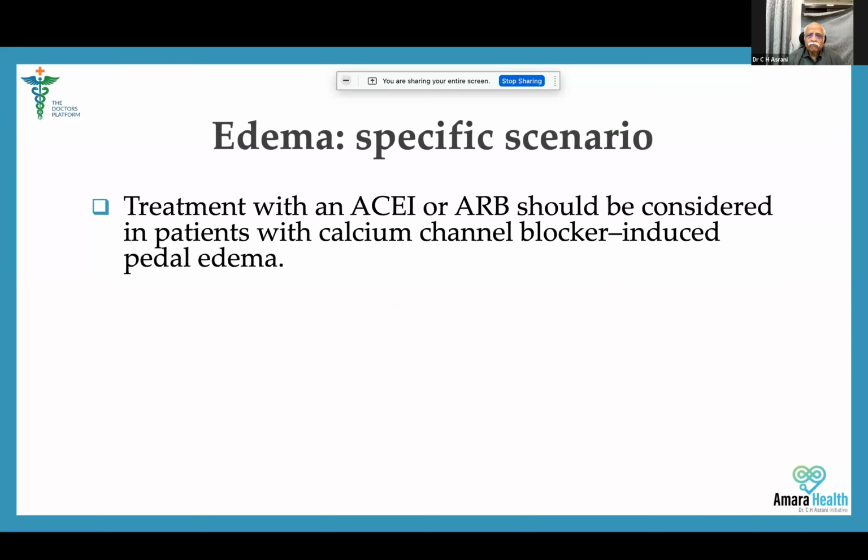Specific scenarios: treatment with ACE inhibitor or angiotensin receptor blocker should be considered in patients with calcium channel blocker induced edema. So amlodipine gives peripheral edema, but S-amlodipine does not give that much peripheral edema. If the patient is complaining of gross peripheral edema with amlodipine and constipation, you shift to ACE inhibitor or ARB.